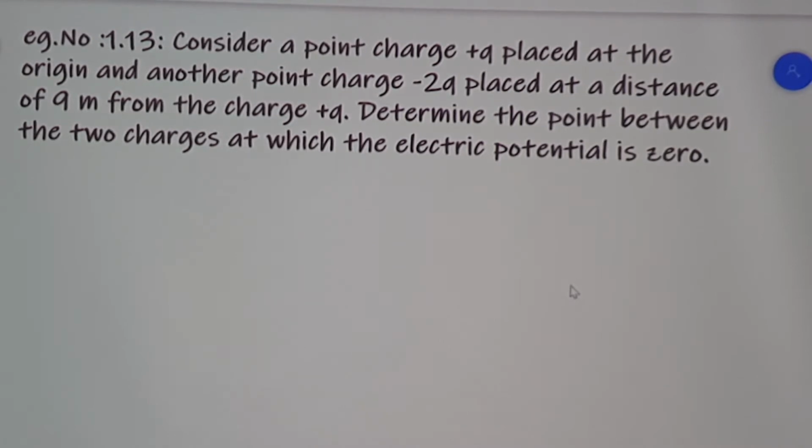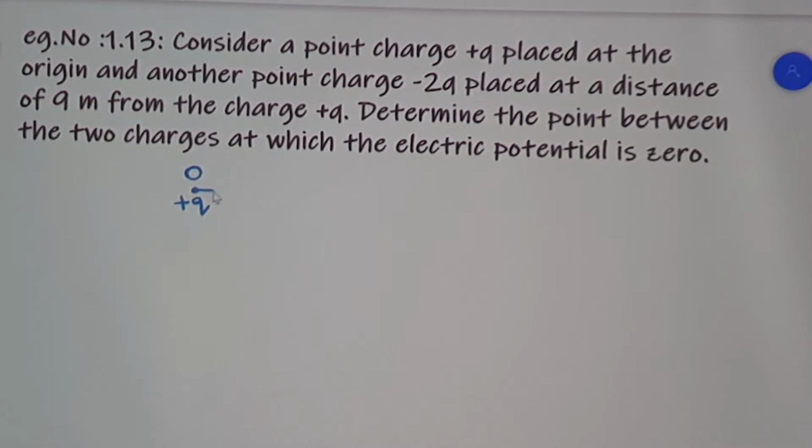First of all, draw a diagram for the given problem. Consider a point charge plus q placed at the origin. So I am considering a point as the origin, and at this origin I am having a charge taken to be plus q. Now, another point charge minus 2q is placed at a distance of 9 meter.